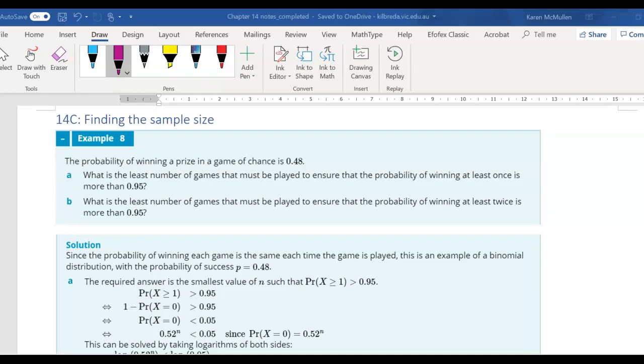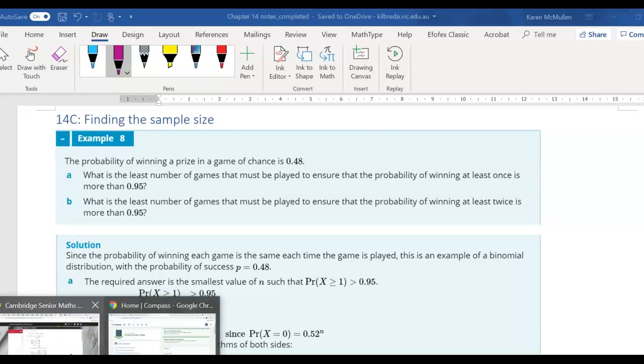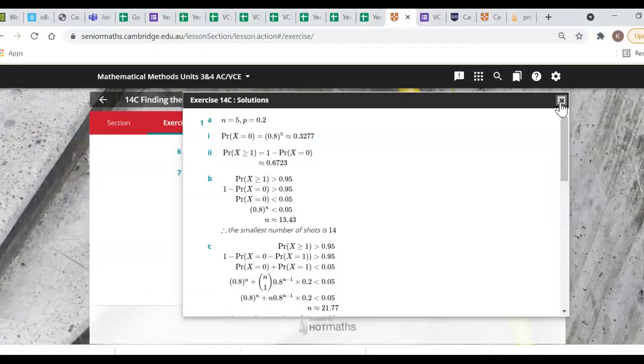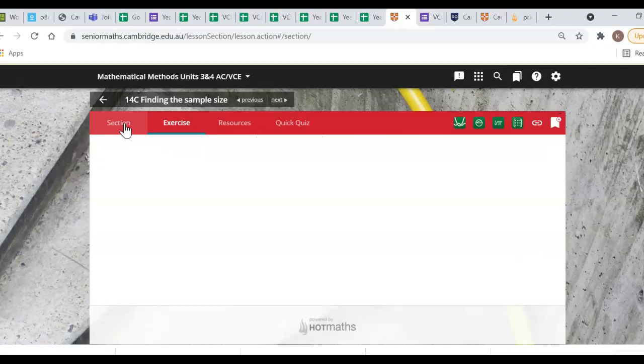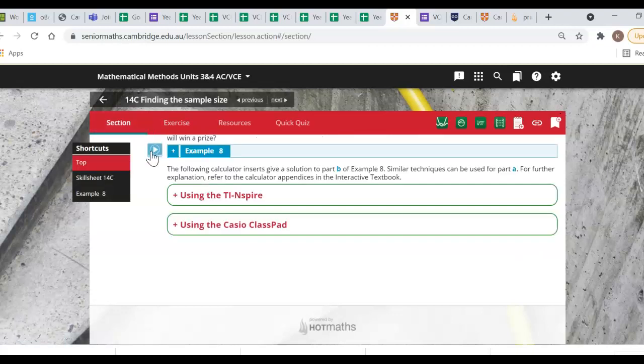So with this example here, example 8, now I could go through it with you, but they actually go through it in the textbook. So I'm going to get the textbook up. And if you have access to the textbook, just remember that some of their examples have videos. So I'm going to play the video here and then we'll go through some other examples together.